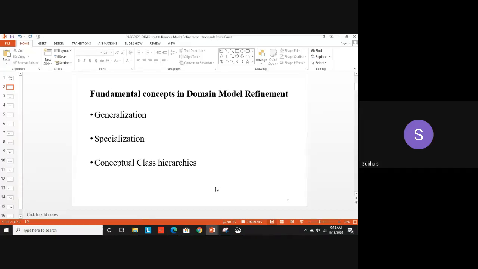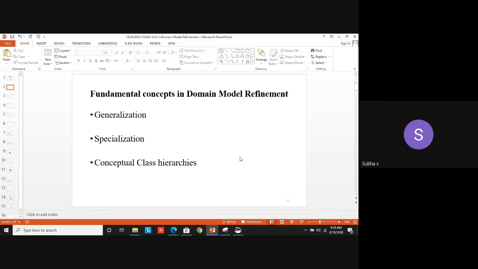Now getting into domain model refinement, the first two things we have discussed already: generalization and specialization. So what is generalization? A general class. If I am going to make it specific, if I am going to further divide it into many classes, then we go for specialization. These two things we are going to see in detail under other names.